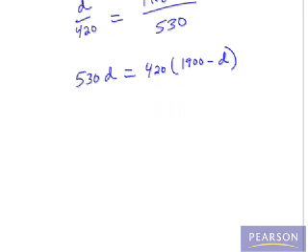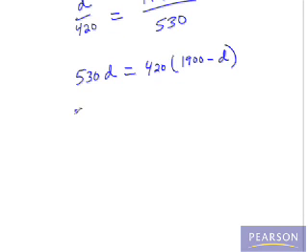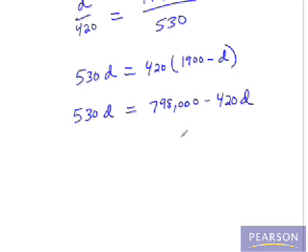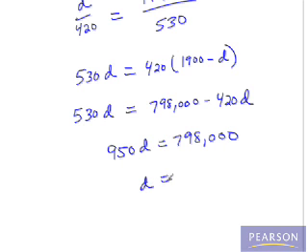So we'll use the distributive property on the right hand side. We get 530d equals 798,000 minus 420d. We'll add 420d to both sides, giving us 950d equals 798,000. And dividing both sides by 950, we get d is equal to 840.